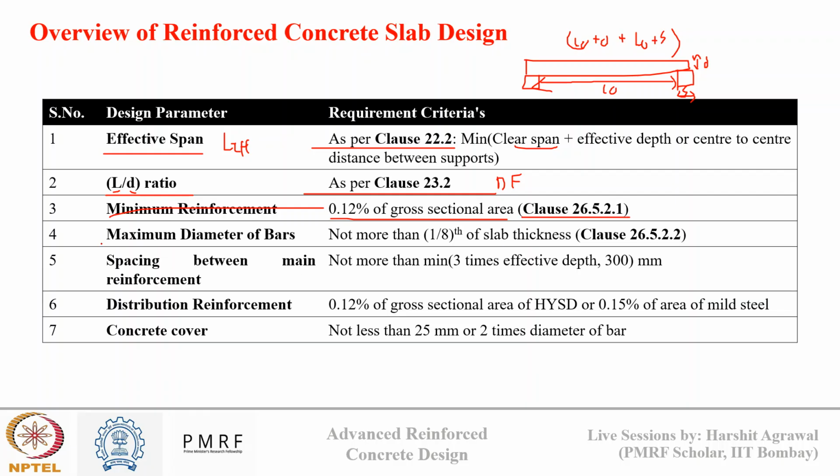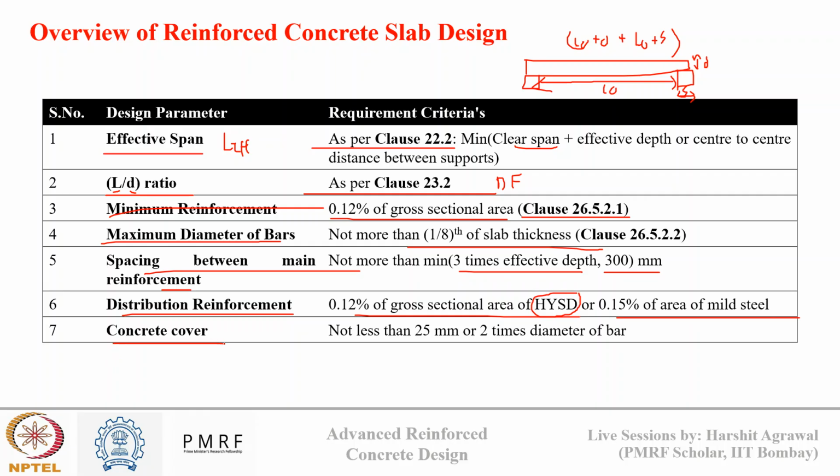26.5.2.1. Maximum diameter of bars should not be more than 1/8 of the slab thickness. So whatever diameter we are using for reinforcement should not be more than 1/8 of the slab thickness. Spacing between the main reinforcement shall not be more than 3 times the effective depth or 300 mm. Distribution reinforcement, which is provided in the transverse direction, should be either 0.12% of gross sectional area if we are using high yield steel bars, or it can be 0.15% of area if we are using mild steel bars.